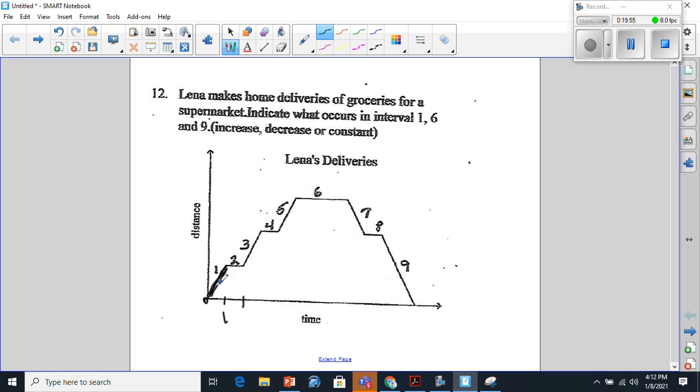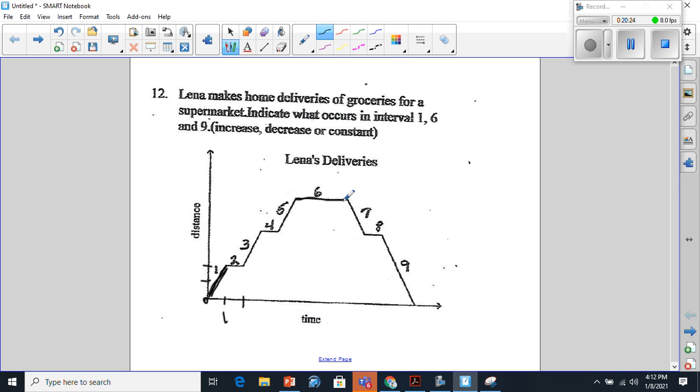So in a minute, she went very quickly, a good distance. Let's just say if this was miles, then she traveled 2 miles in 1 minute. So that's pretty quick. Now, what happened in interval 6? Well, this is a little bit confusing. Oh, that's 5. Okay, here's 6 here.